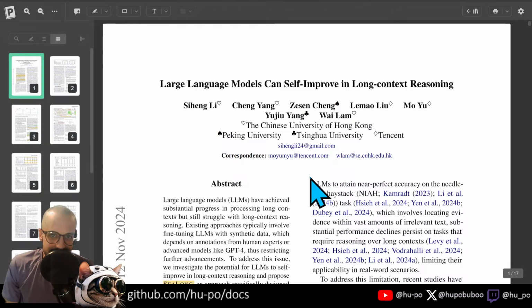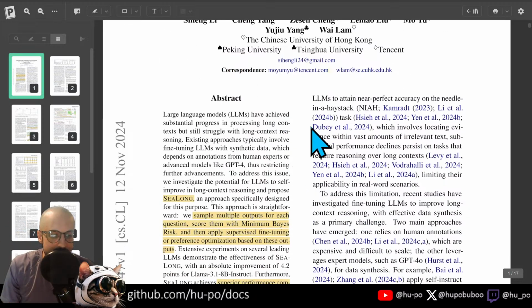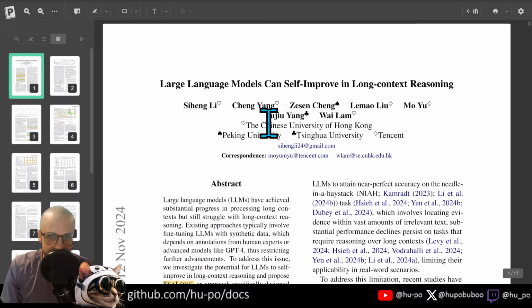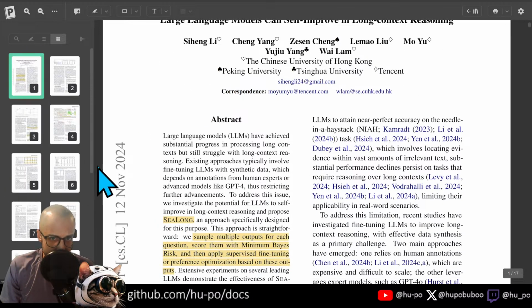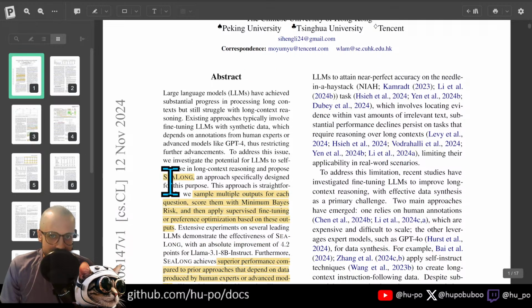Large language models can self-improve in long context reasoning. All right, so I feel like you guys maybe are starting to see the story that I'm painting here, right? In this paper, by Chinese University of Hong Kong, Tencent, and Tsinghua, released on the 12th of November, they introduced C-Long, which samples multiple outputs for each question, scores them with minimum Bayes risk, and then applies supervised fine-tuning or preference optimization based on these outputs.